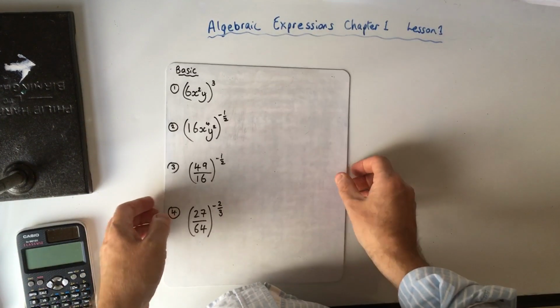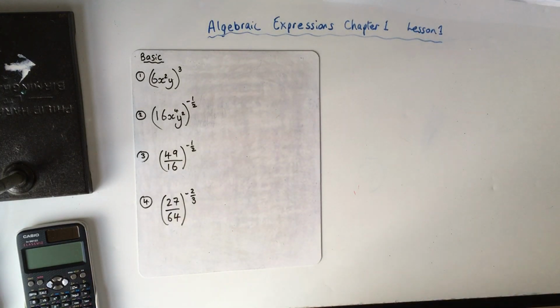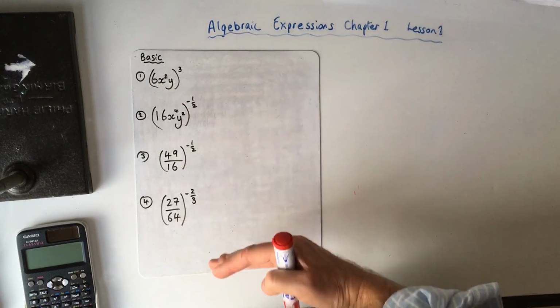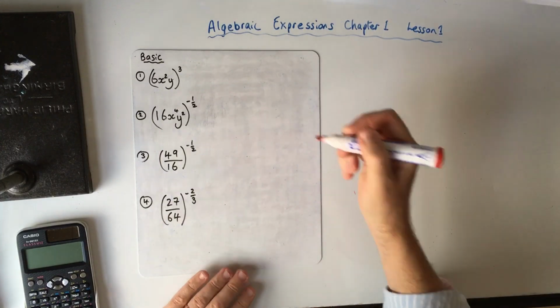I've done some questions for you to start off with. These are the basics. What I would do now if I was you is put it on pause and have a go at those three. You're simplifying them, so have a go and then I'll go through them in a second. Right, you're coming back from pause, and I'm going to do these now.